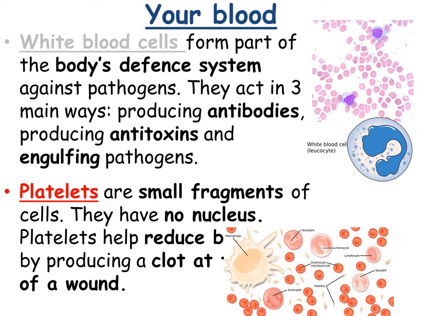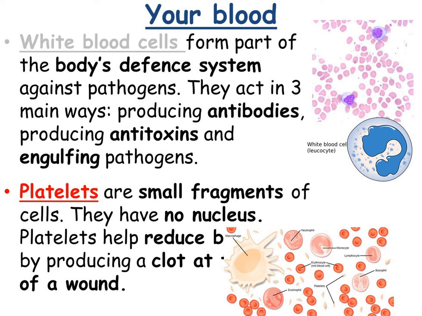So white blood cells in the blood, also known as leukocytes, form part of the body's defence system against pathogens. And you probably already know they act in 3 main ways: producing antibodies, producing antitoxins, and engulfing pathogens by phagocytosis.